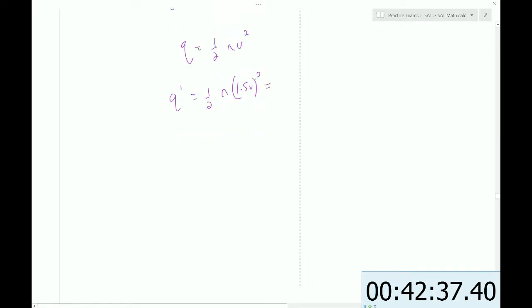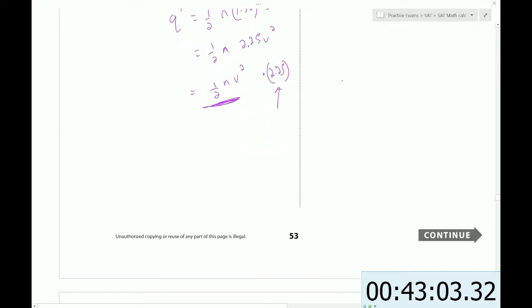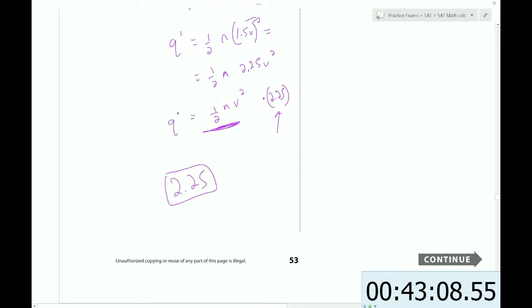When we do that, notice we have to square both pieces. So what we end up with is 1/2 N, and then 1.5 squared is 2.25, and then, of course, V squared. If we rearrange this a little bit, we have 1/2 N V squared times 2.25. So this is the original, and it gets multiplied by this number, 2.25. That's going to be our answer, because if we take the new amount and divide it by the original, notice that all this would cancel out.